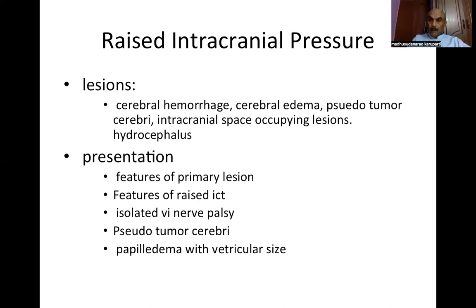And it occurs in situations like in 25 or 20% of the cases in pseudotumor cerebri, which is described as the presence of papilledema with normal ventricular size.